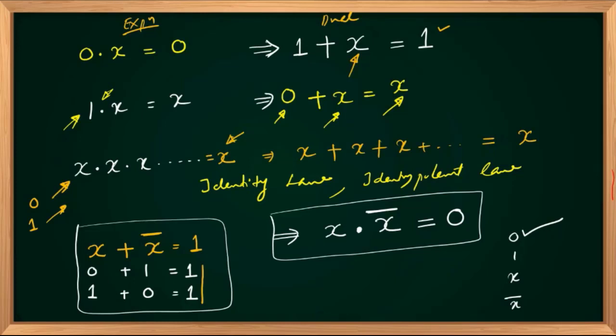Then we'll get into commutative law and associative law. Up to this, it is clear. X dot x complement is 0, x plus x bar equal to 1. Is that clear? Please respond. Yes or no?